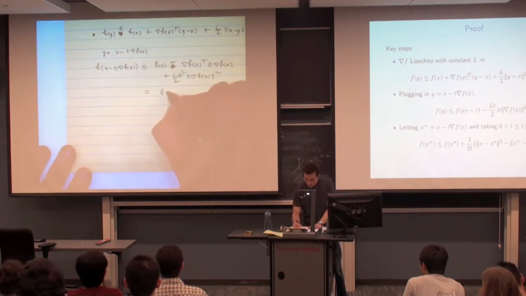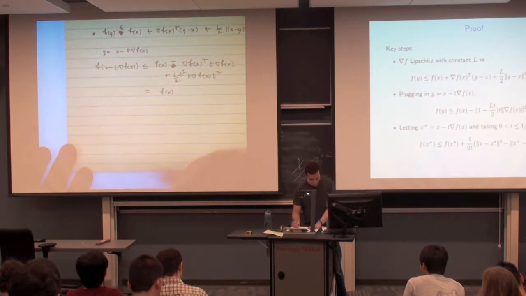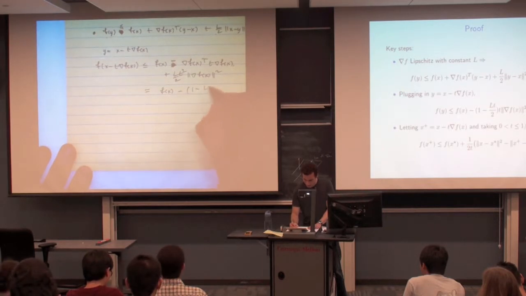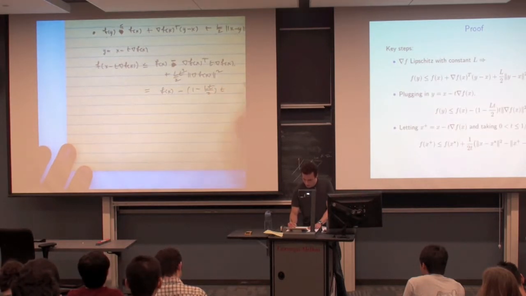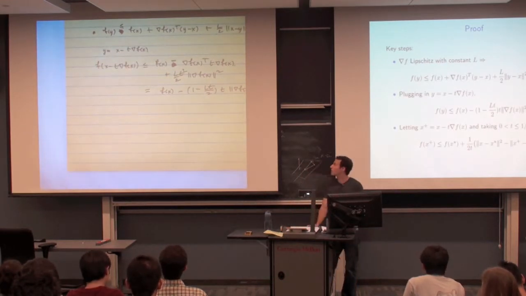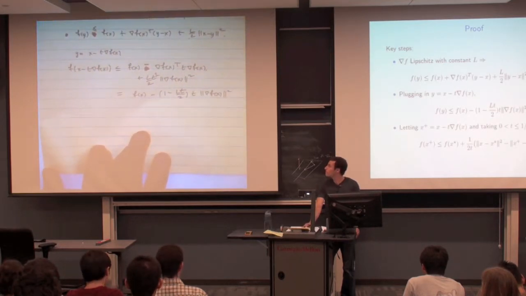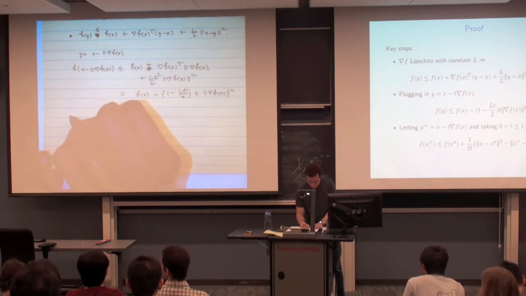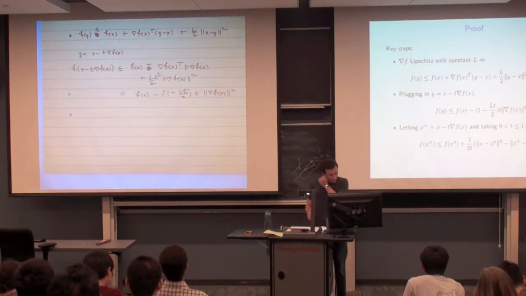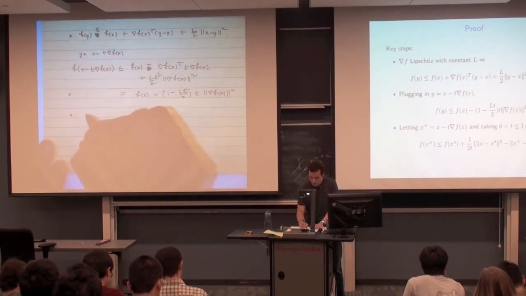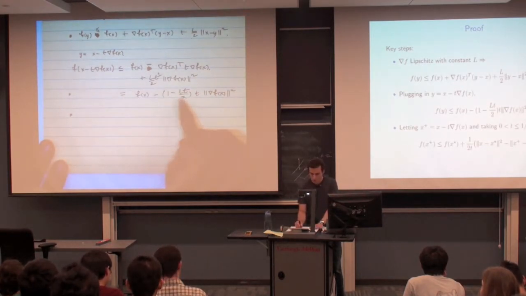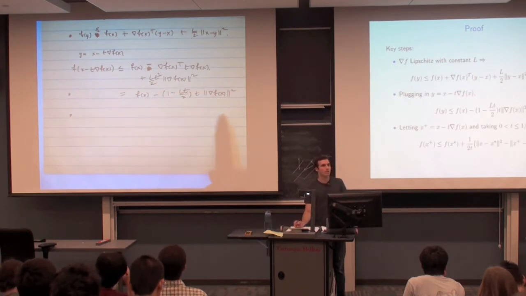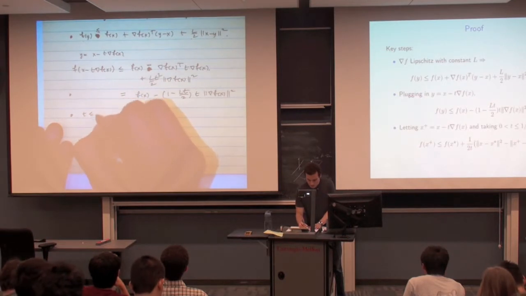This is f of x minus (1 minus L times t over 2) times t times the norm of the gradient squared. Okay, that's the second key step. Okay, now we look at this and we say, well, when can we make it so that the function decreases? We want to make it so the function actually goes down. So let's try taking t less than or equal to 1 over L.